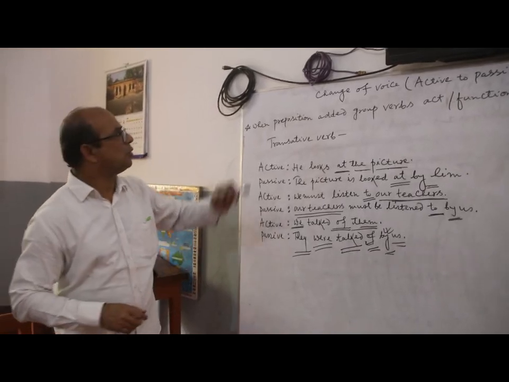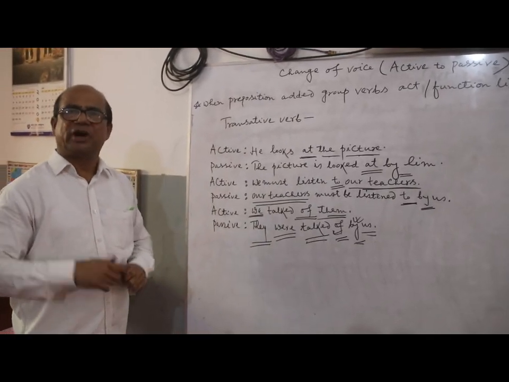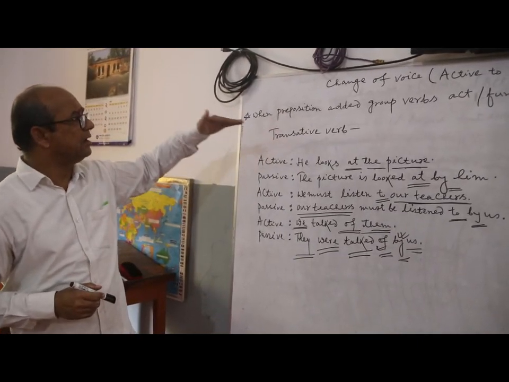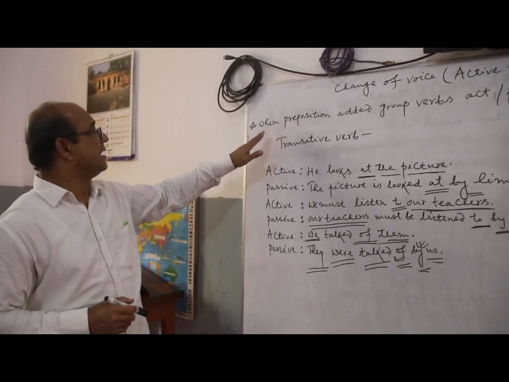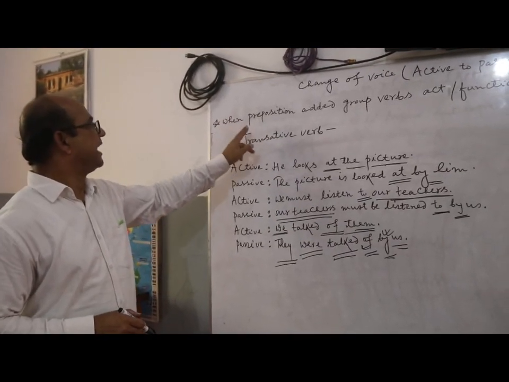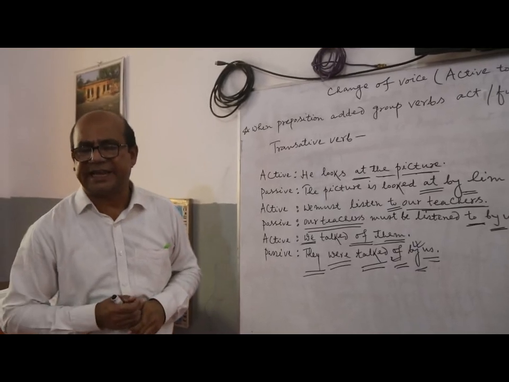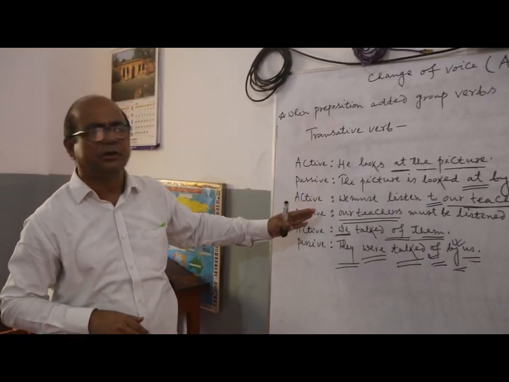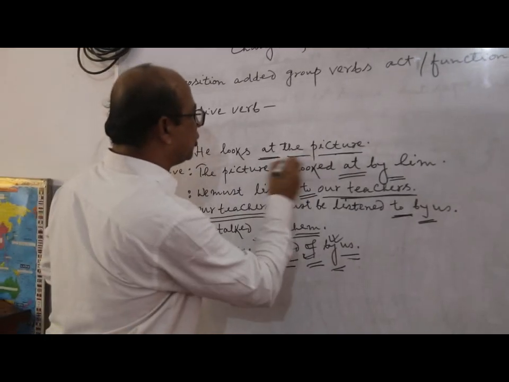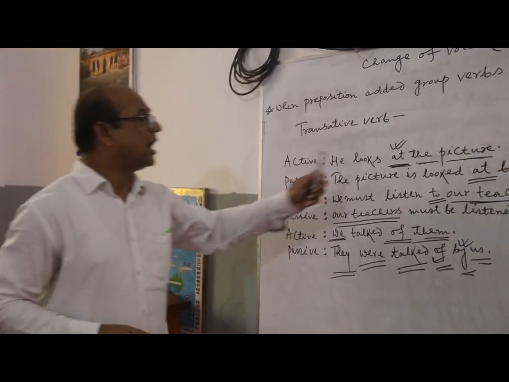My dear students, now I would like to show you another rule regarding change of voice. You know, voice change is a huge activity. I told it in my earlier session. So here I will take the sentences with some group verbs. That means when a preposition is added, group verbs act or function like a transitive verb. How will you change those sentences from active to passive? Here, first one: He looks at the picture. You see, before the object, a preposition is given. So naturally, you may be confused about how you will change it.